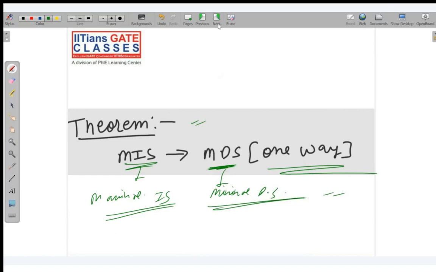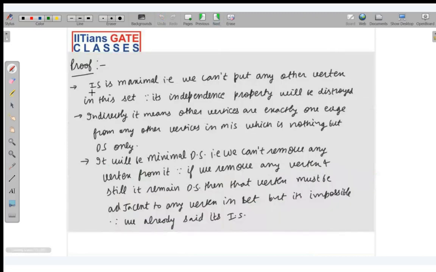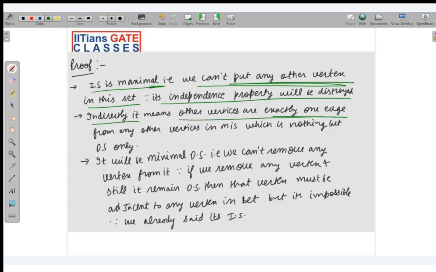Take snapshot. Done, sir. Okay, so this is the proof. Independent set is maximal. That is, we can't put any other vertex in this set because its independence property will be destroyed. That means if you put any other vertex, that will be adjacent. So we have taken all the non-adjacent vertices. Now indirectly it means other vertices are exactly one edge from some vertex in MIS, which is nothing but your dominating set only. Are you getting it?